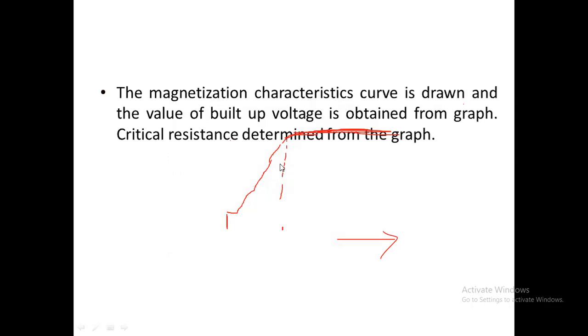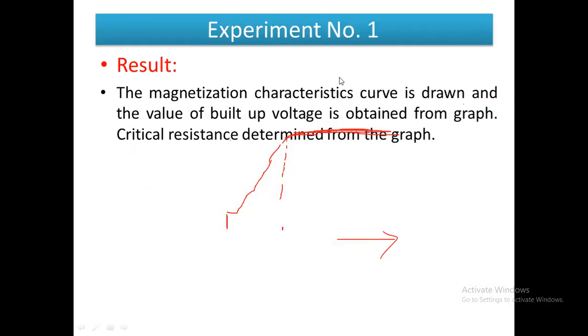Then the result and conclusion. The result is that the magnetization characteristic curve can be drawn, and the value of build-up voltage is obtained from the graph. The critical resistance can also be determined from the graph. So this is the result, and you will tell the conclusion after we have performed the practical. Let us perform the practical. After that all of you tell the conclusion to me.